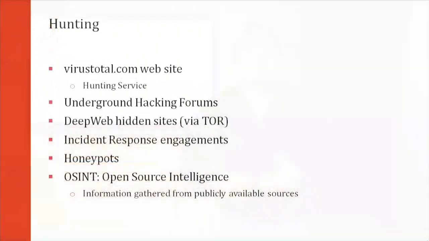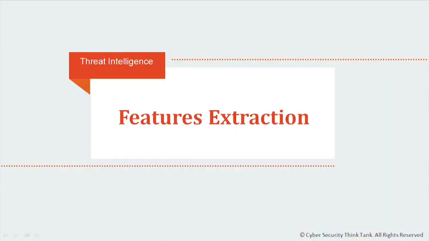OSINT, which stands for open source intelligence, is a very well-known term nowadays, which basically means that you can grab information from different available sources on the internet. Okay, we're gonna see some examples. Okay, so that was hunting.